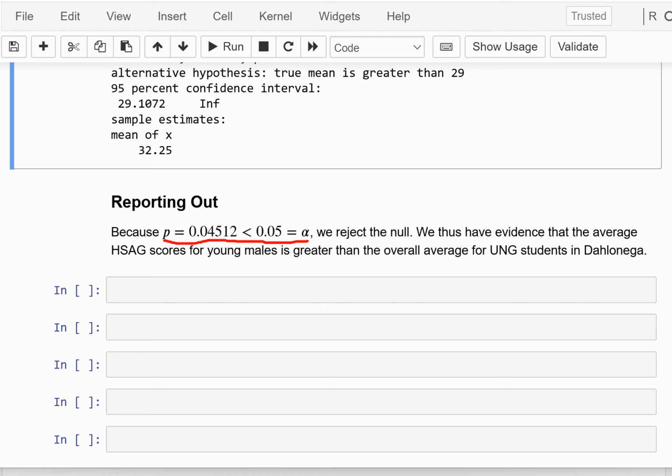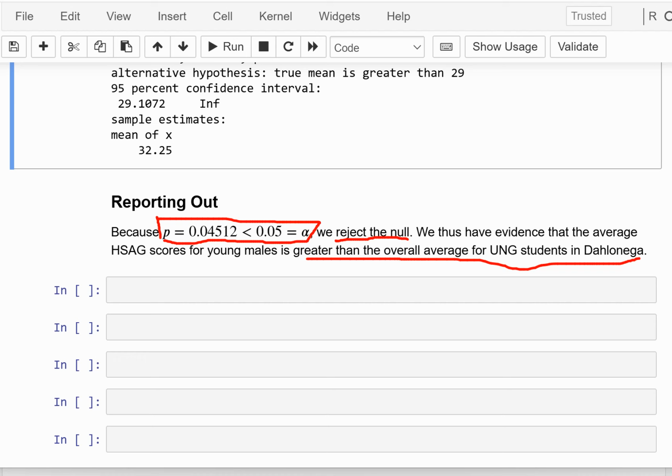Okay, so the reporting out needs to cover a couple of things. First of all, we want to give some details on why we're making the decision we made. There's our evidence. Then our statistical conclusion comes in. We reject the null. What does that mean? We have evidence for the alternative hypothesis, which is what? Which is right here. Okay, so you want all three things.